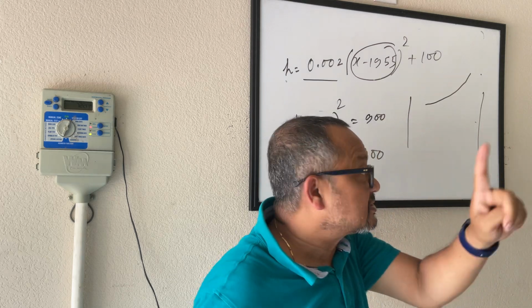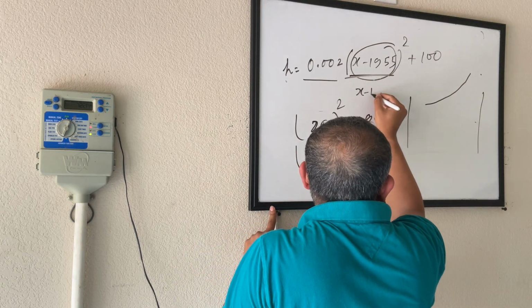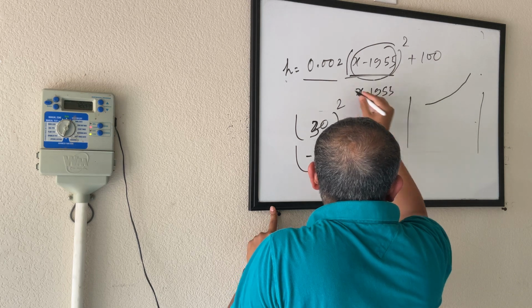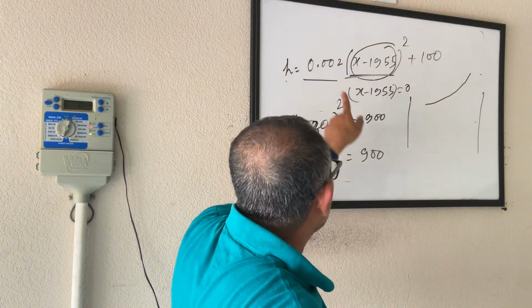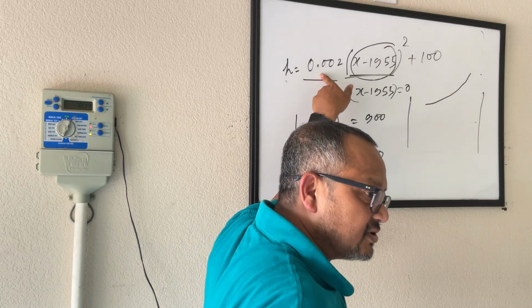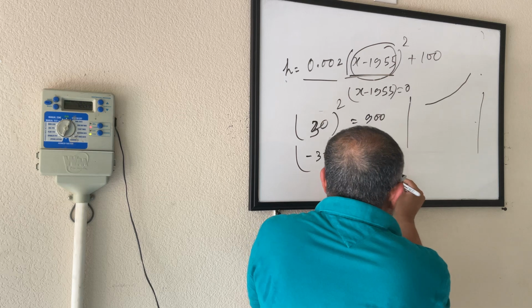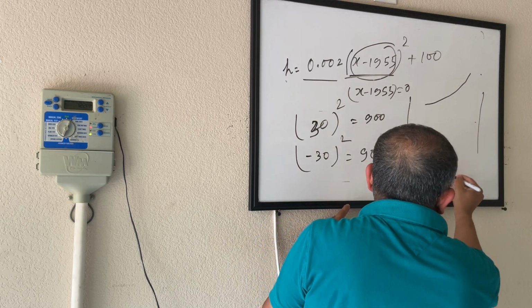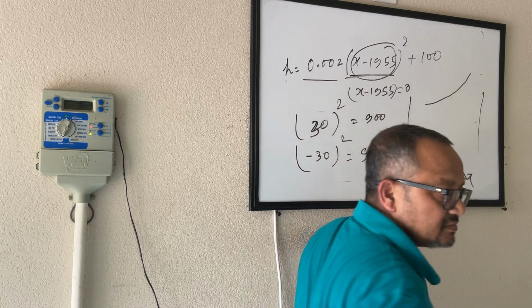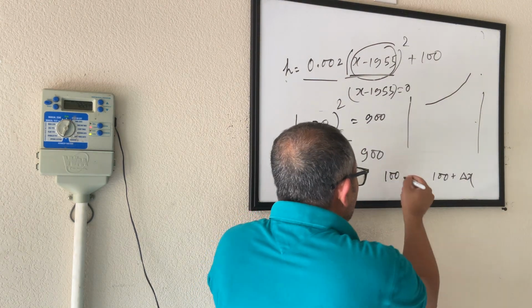Only in one circumstance, when x minus 1955 is equal to 0, then the square of 0 will be 0, and 0 into this thing will be 0 only. So that is the only time when it will be just 100. Otherwise, for every other scenario, it will be 100 plus something. So that is why my lowest height is going to be 100.